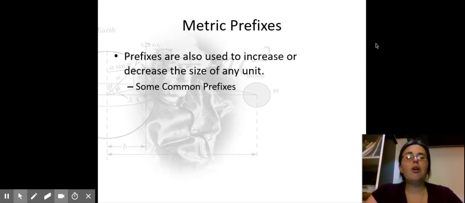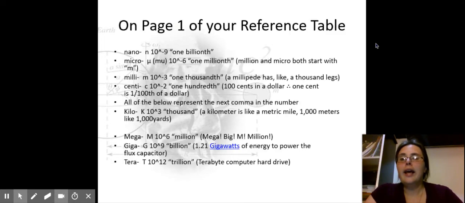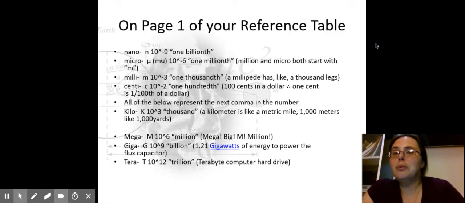All right, there are metric prefixes, which I'm sure you have become familiar with. They are used to increase or decrease the size of any unit based on the power of 10. And these are actually on page 1 of your reference table. So if you look in the lower left-hand corner of your reference table, and I'll be passing out reference tables soon, if we start with nano, the symbol for it is a lowercase n, and it's 10 to the negative ninth or 1 billionth.